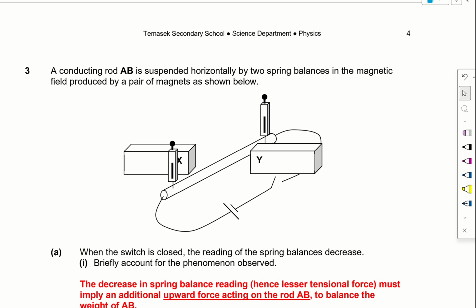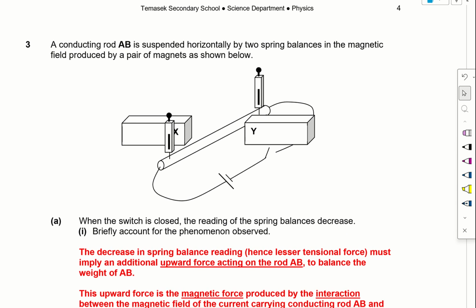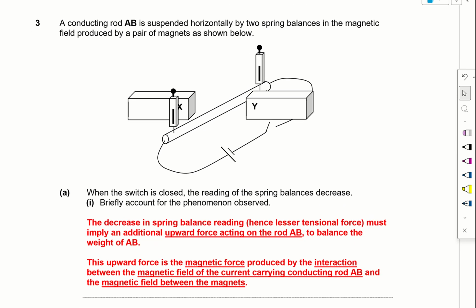Okay, question 3. A conducting rod AB is suspended horizontally by two spring balances in the magnetic field produced by a pair of magnets, X and Y. Now, when the switch is closed, the reading of the spring balance decreases. That means instead of pulling it down, it goes up slightly, right? Because now there will be a force whenever current flows. It produces a magnetic field, so this current will flow in this direction, and this current will produce a magnetic field which will then interact with the external magnetic fields.